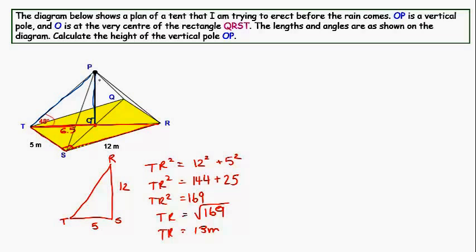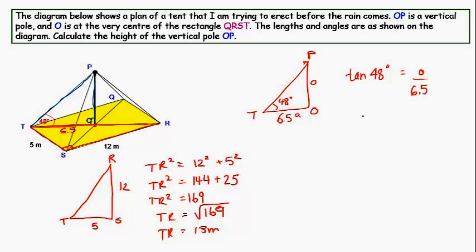And again, I'm going to redraw now triangle TPO. What I know is that from T to O is 6.5, and I know that angle T is 48 degrees. And what I want to find is OP. So OP is the opposite side, and TO is the adjacent. So I'm going to use the tan ratio here. So tan of 48 is equal to the opposite side over the adjacent. So working that out, I do 6.5 times tan of 48.